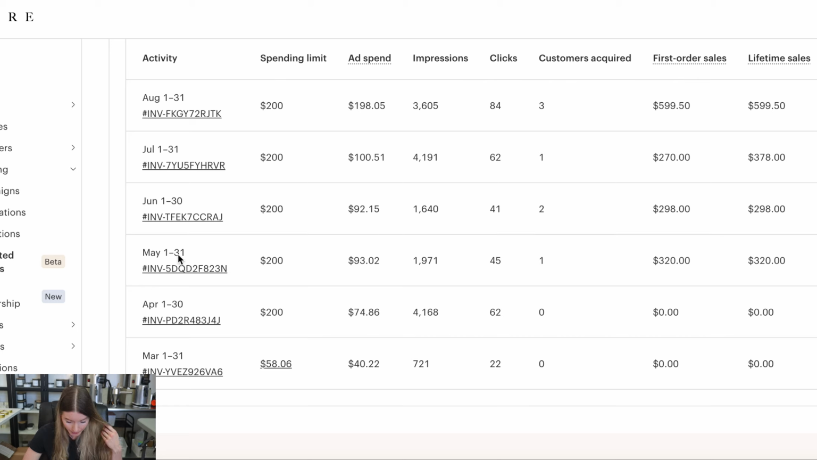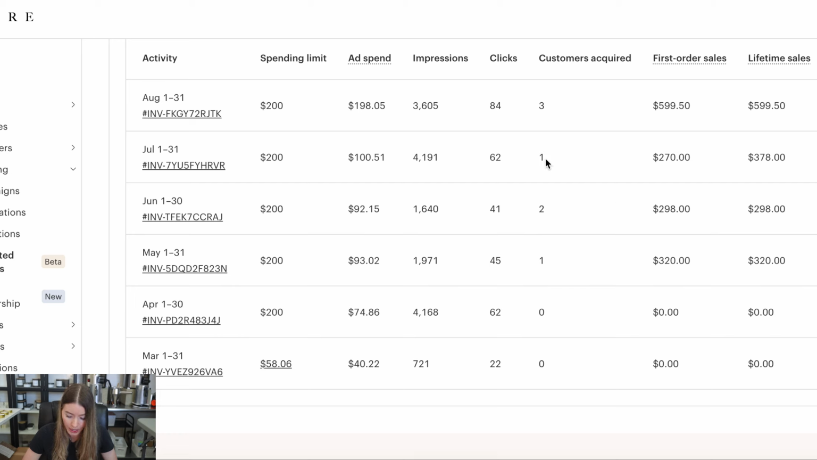So May, we're looking at $93 in ad spend, 1,900 impressions, 45 clicks, and we got one customer that placed a $320 order. That was our very first customer from these promoted listings. And then in June, we had two new customers after that $92 in ad spend, which was a total of $298 in orders.